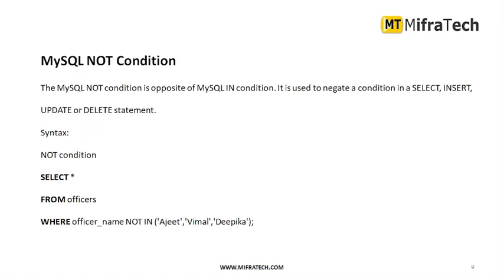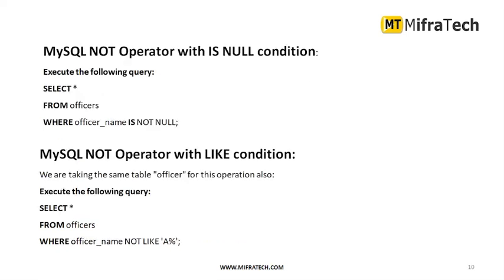MySQL NOT condition. The MySQL NOT condition is the opposite of the MySQL IN condition. It will not return the matching records, such as the officers. It is used to negate a condition in a SELECT, INSERT, UPDATE or DELETE statement. Syntax example: SELECT * FROM officers WHERE officer_name NOT IN ('Ajit', 'Vimal', 'Deepika'). It will display everything except Ajit, Vimal and Deepika. The output is displayed in a similar way.